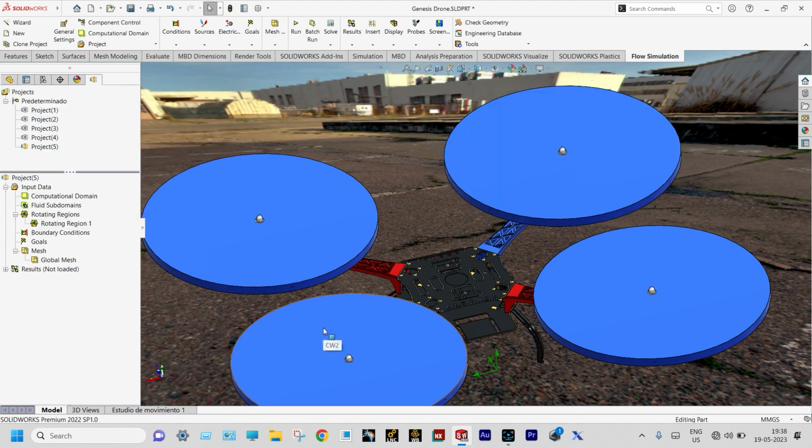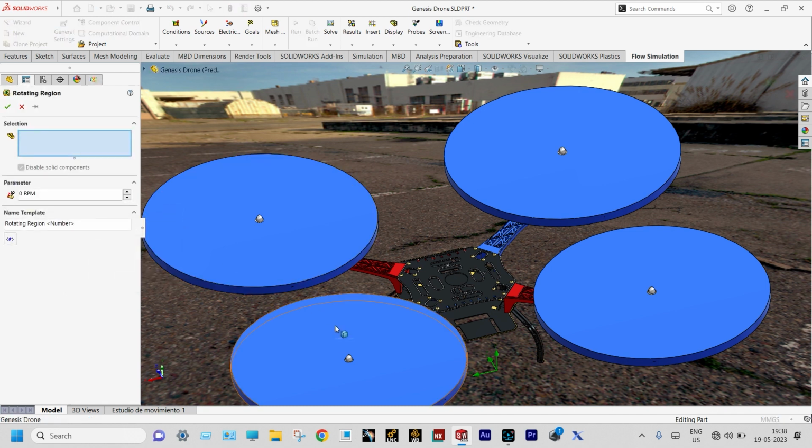Second one, this one also will be moving with the same angular velocity of 1000 rpm. So again, inserting rotating regions, select the second one and it will be also moving with the angular velocity of 1000 rpm.